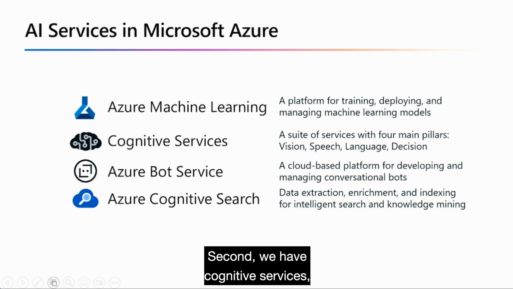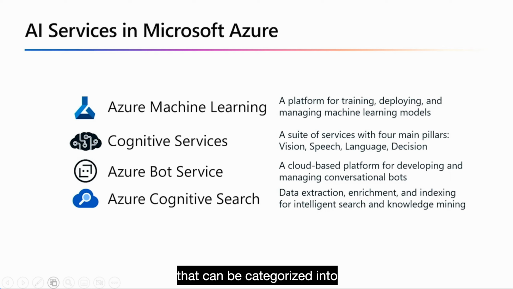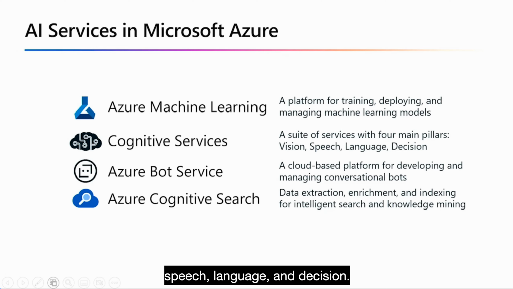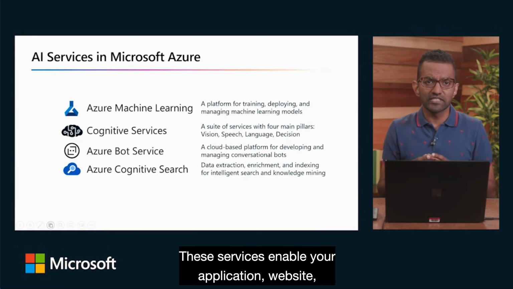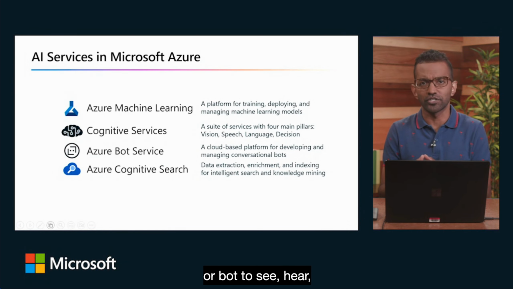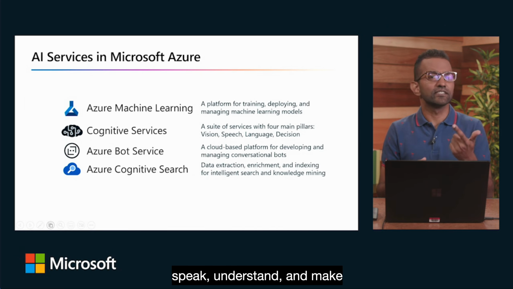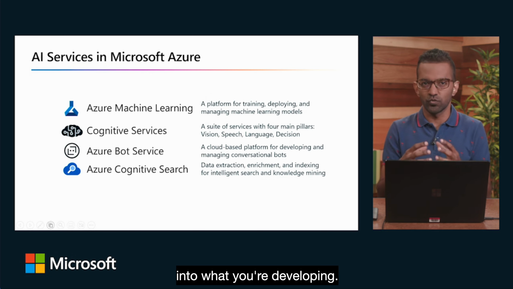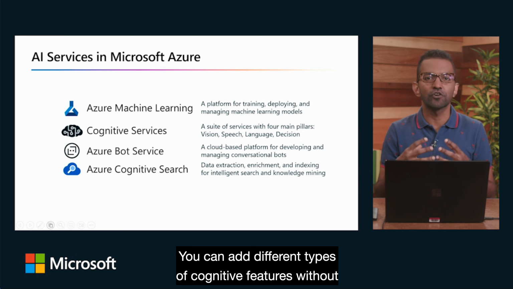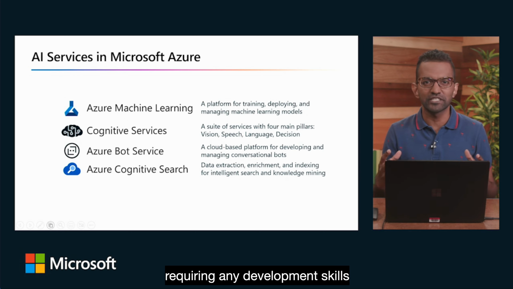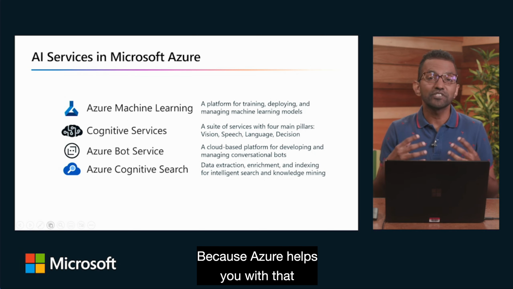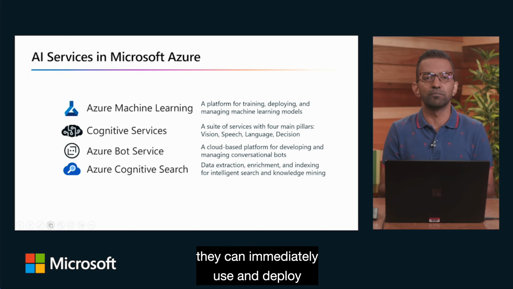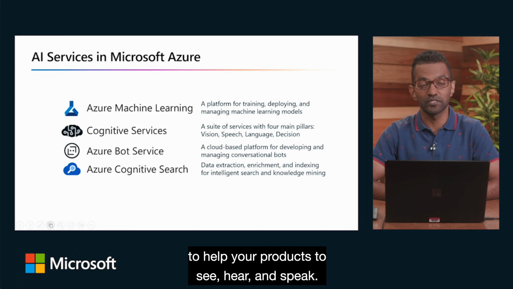Second, we have cognitive services, which is a collection of services that can be categorized into 4 main pillars. These are vision, speech, language, and decision. These services enable your application, website, or bot to see, hear, speak, understand, and make decisions by building intelligent capabilities into what you're developing. You can add different types of cognitive features without requiring any development skills or data science capabilities, because Azure helps you with that by providing pre-built products that you can immediately use and deploy to help your products to see, hear, and speak.